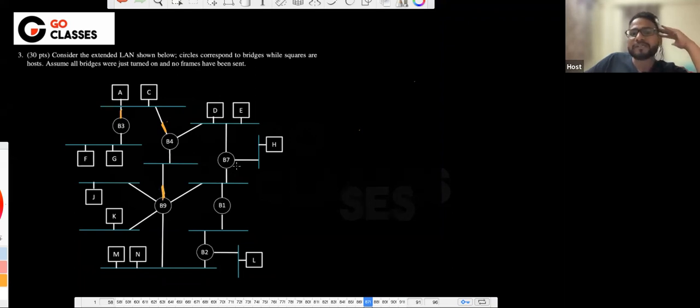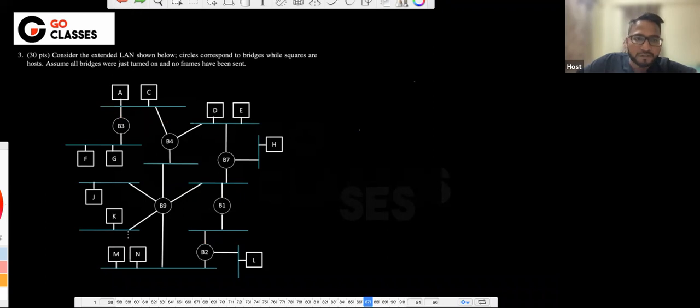Okay, maybe it depends on the shortest path. If it is coming directly from B4, then it will get to know that A is here. It depends on the path on which the frame is traveling, right? So suppose it gets to know that A is here, connected to this port. Everyone will get to know where it is.